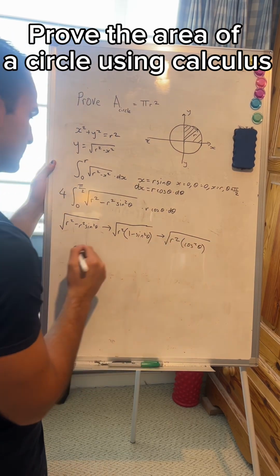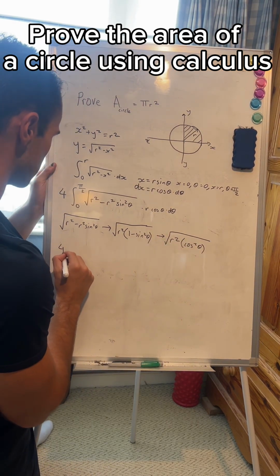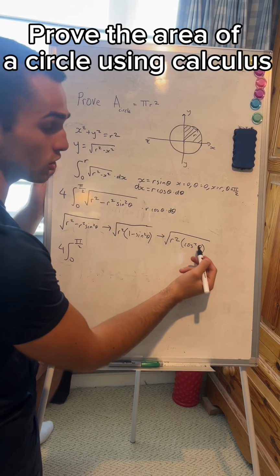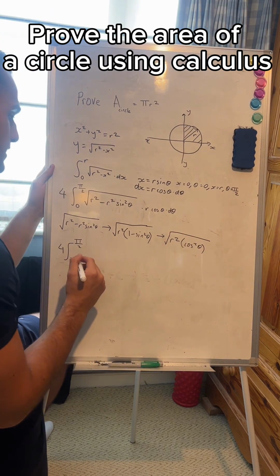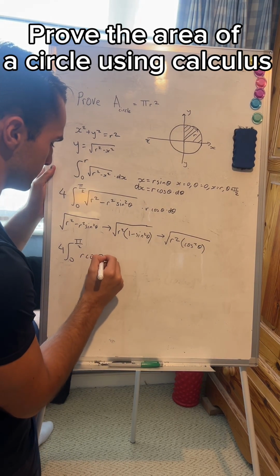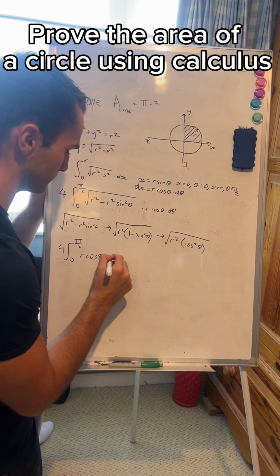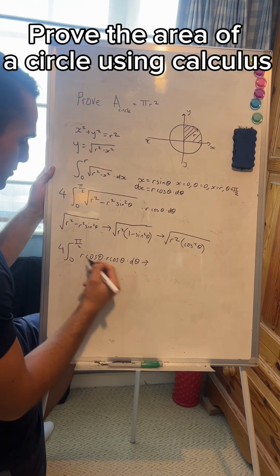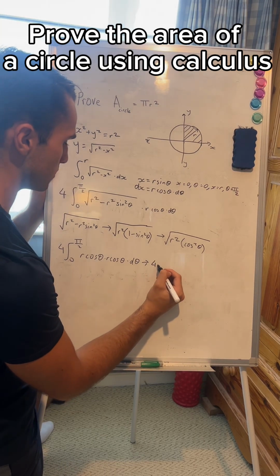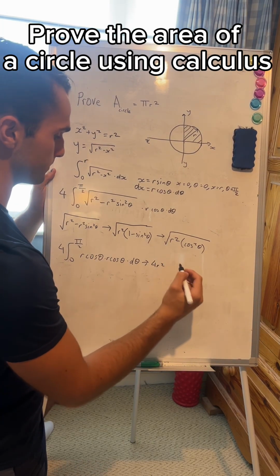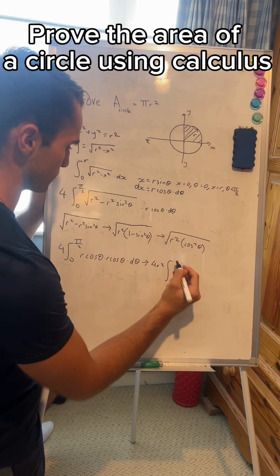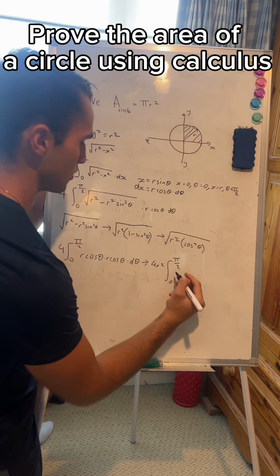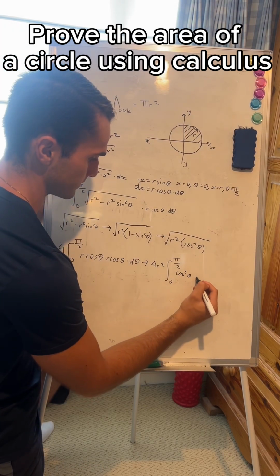So that's square rooted. Now we've got 4 times the integral between 0 and pi over 2 of r squared cos squared theta, all rooted, which is r cos theta, times r cos theta times d theta. So here we can take out the r squared. So we've got 4r squared, because we've got an r in both of them, times the integral between 0 and pi over 2 of cos squared theta d theta.